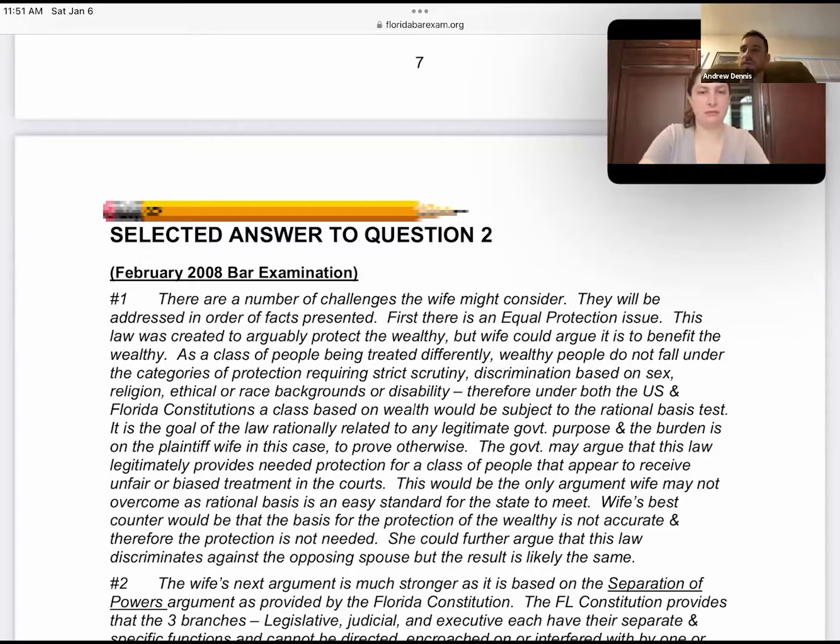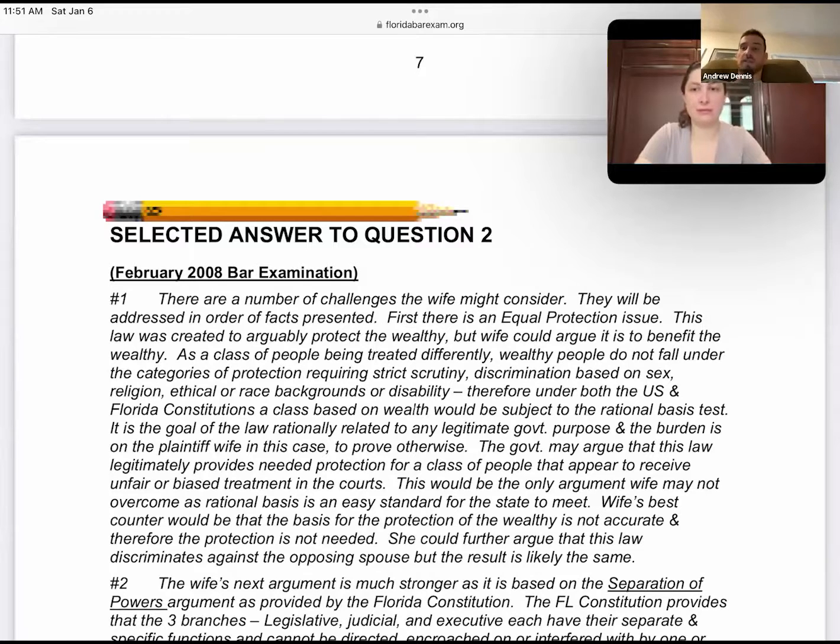The government may argue that this law legitimately provides needed protection for a class of people that appear to receive unfair or biased treatment in the courts. This would be the only argument wife may not overcome, as rational basis is an easy standard for the state to meet. Wife's best counter would be that the basis for protection of wealthy is not accurate and therefore the protection is not needed. She could further argue that this law discriminates against the opposing spouse, but the result is likely the same. Excellent job with what Gabby said.